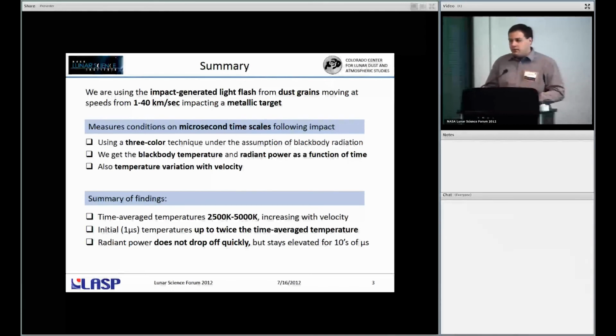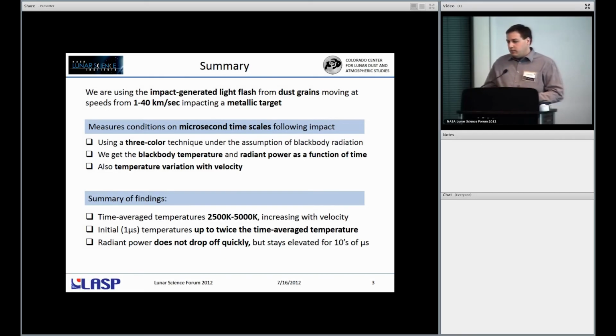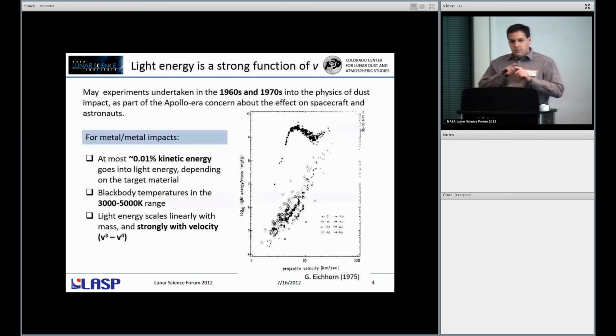Photomultiplier traces that people have taken in the past peak and then show a very rapid falloff. If you reconstruct the entire blackbody curve of the event, it turns out that the peak of the emission is shifting into the infrared. So the total power integrated over wavelengths is actually constant for quite a while.